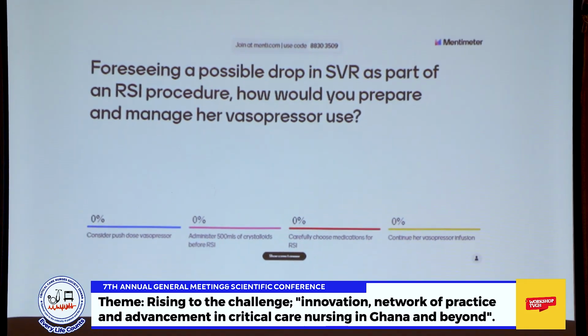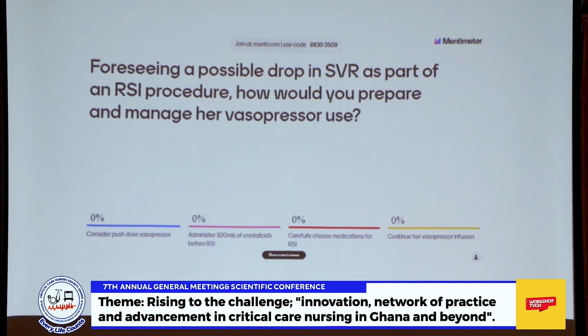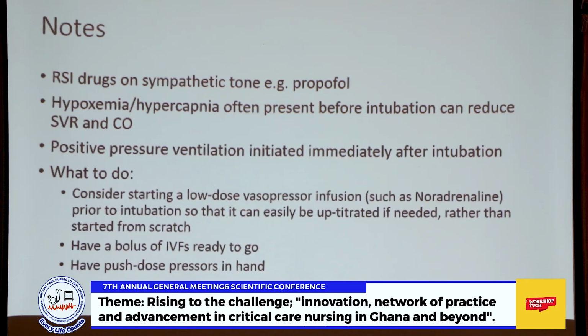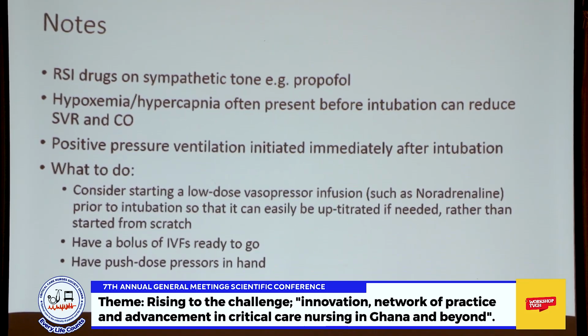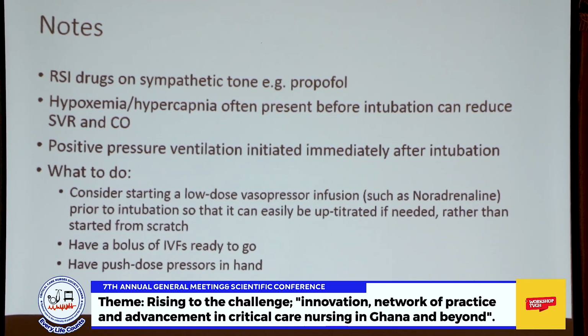So the options are: consider push dose vasopressor, administer crystalloids, carefully choose medications, continue her vasopressor infusion. Remember, she's on a vasopressor, she's on NOAD. Okay. So let's see what happens. Now, for RSI, rapid sequence intubation.